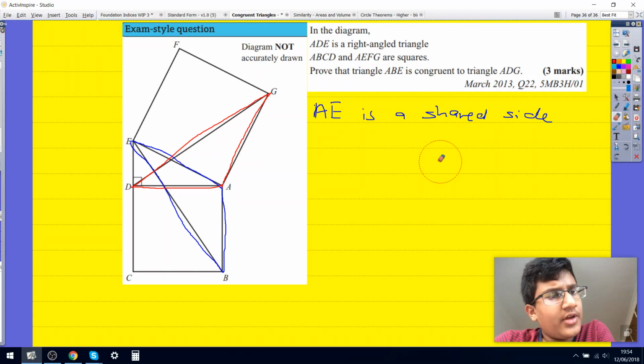So you could say that there's a point between G and D. You can say that GD equals EB. Because actually no, I don't think they're congruent, because that's a right-angled triangle.